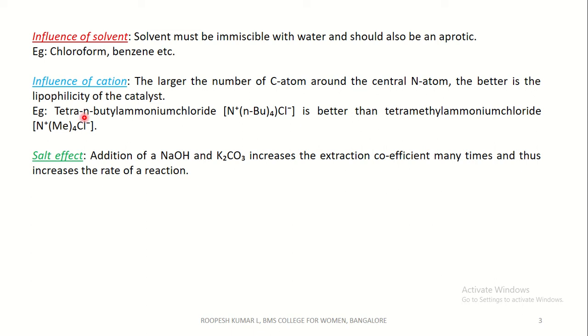For example, tetra-n-butyl ammonium chloride is the best example of a PTC. This is better than tetramethyl ammonium chloride. You can see n-butyl is a bulky group, that is, tetra-n-butyl is a bulky group compared to a simple methyl group. Coming to salt effect, addition of an alkali, that is NaOH, and potassium carbonate increases the extraction coefficient many times and thus increases the rate of reaction.